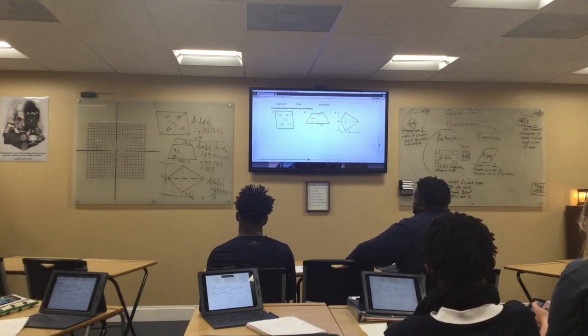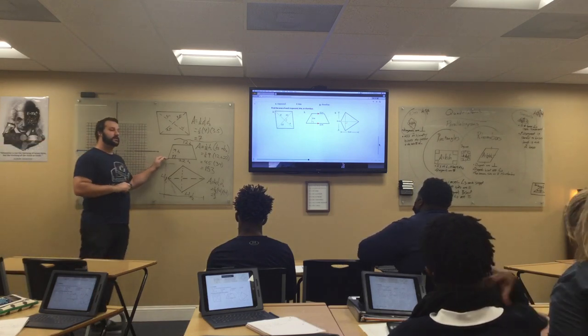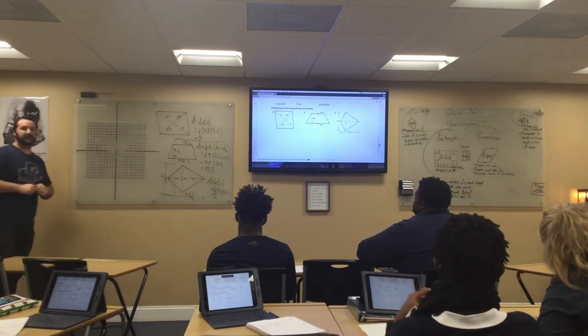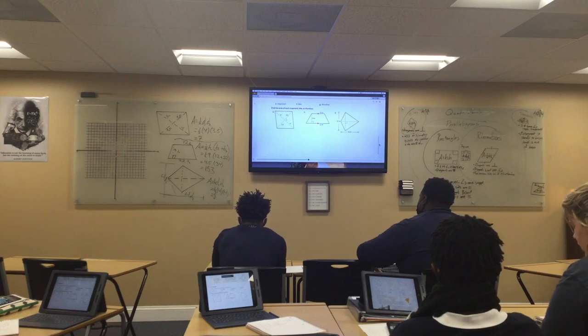That trapezoid was kind of easy. Yeah, trapezoids are a little bit tricky. There's more to them. So let's look at the next page. Let's flip the page here.